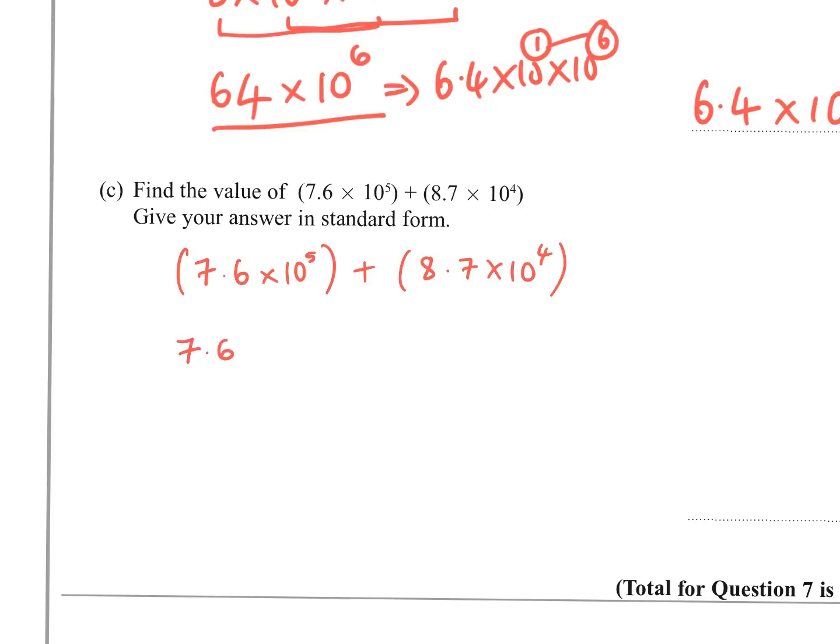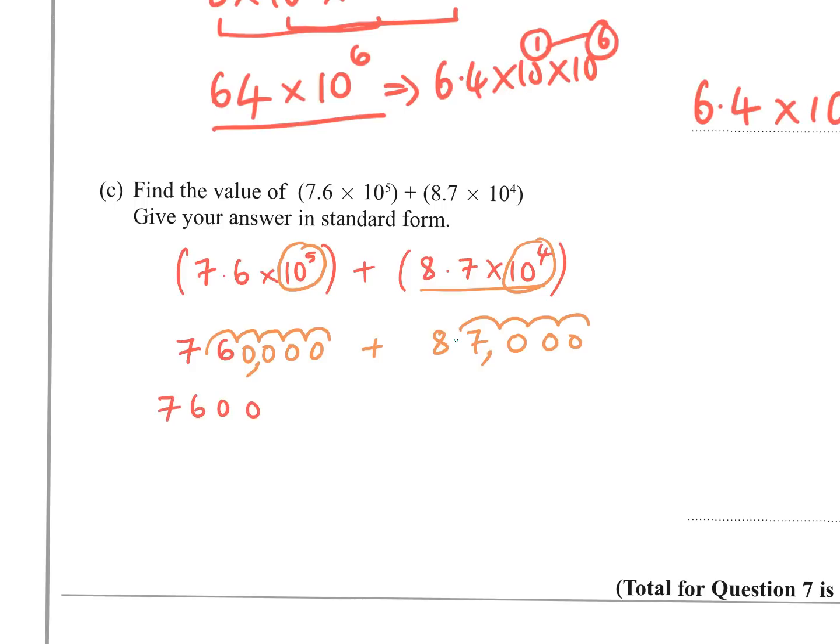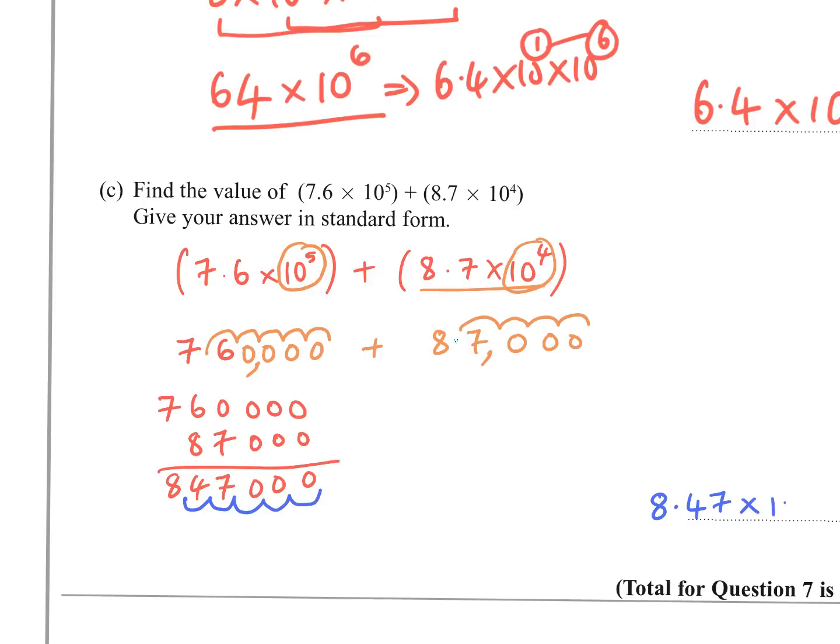So we can say 7.6 times 10 5 times, because that's what 10 to the power 5 means. It means timesing by 10 5 times. So we'd have 1, 2, 3, 4, 5. So that would be 760,000. And then add 8.7 times 10 4 times. 1, 2, 3, 4. So that'll be 87,000. Let's just get rid of this decimal point there. And then what we can do is we can just add them normally. So 760,000 and 87,000. So that's 847,000. So I can definitely see 8.47. And if I times that by 10 once, twice, 3 times, 4 times, 5 times, then that should be my answer.